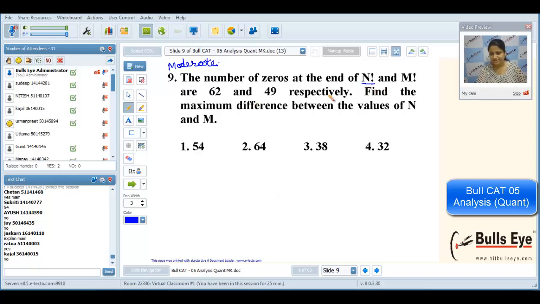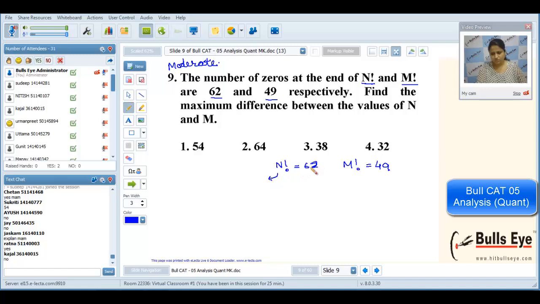N factorial is ending with 62 zeros and m factorial is ending with 49 zeros. We want to calculate the values of n and m such that the difference between n and m is the maximum. First of all, we will find the value of n.